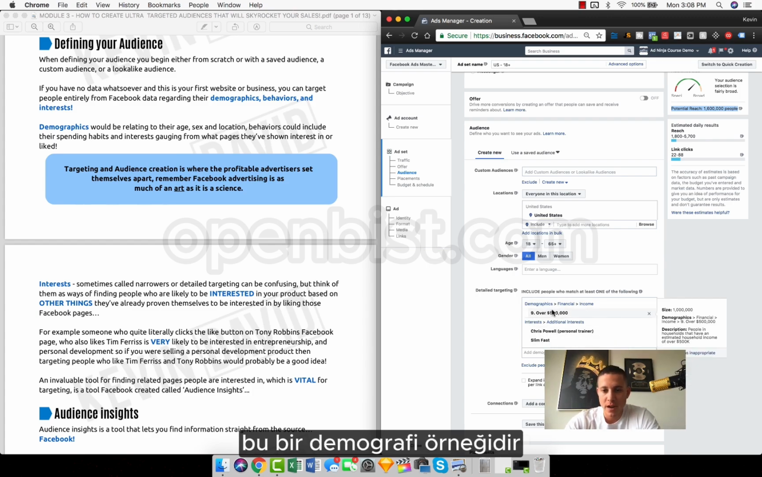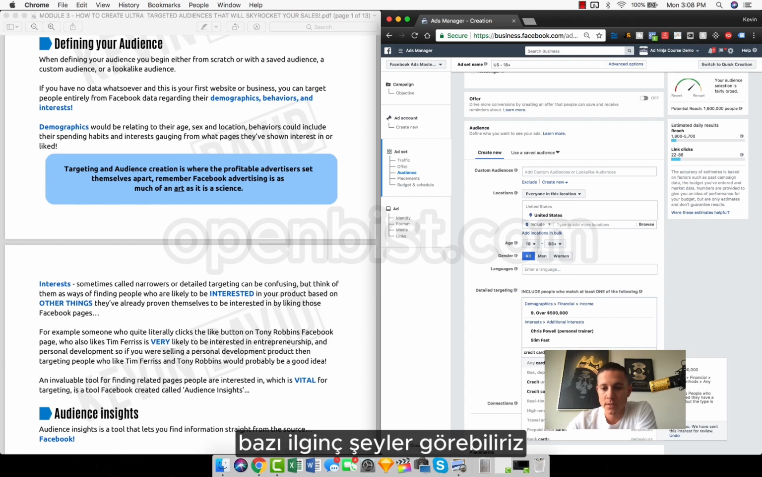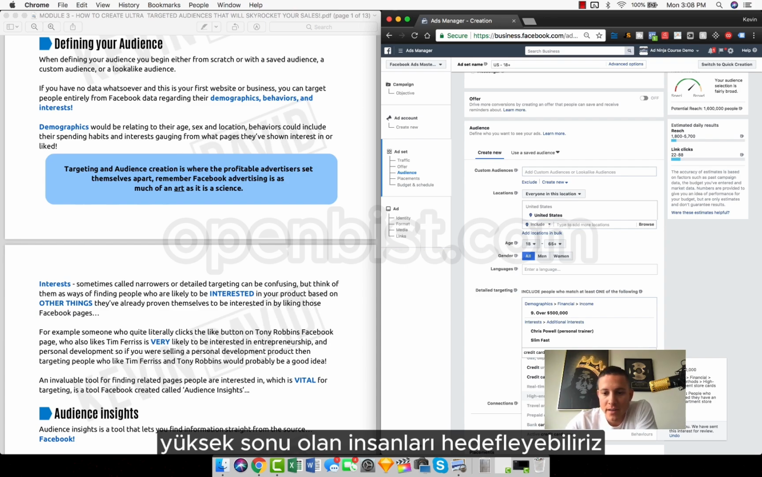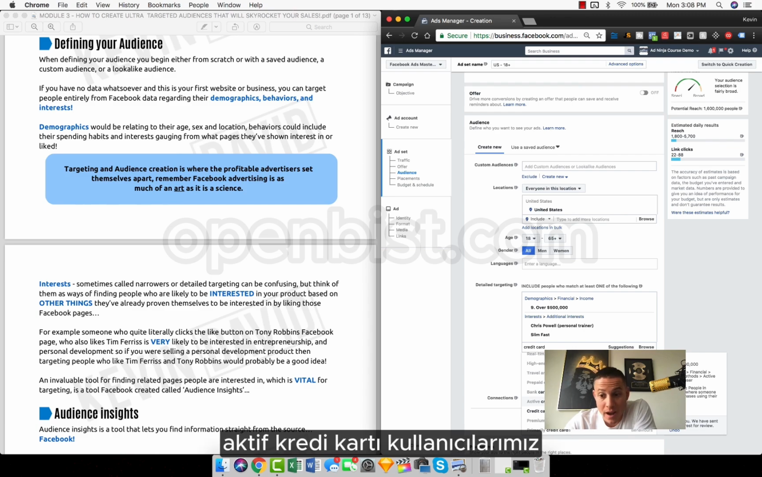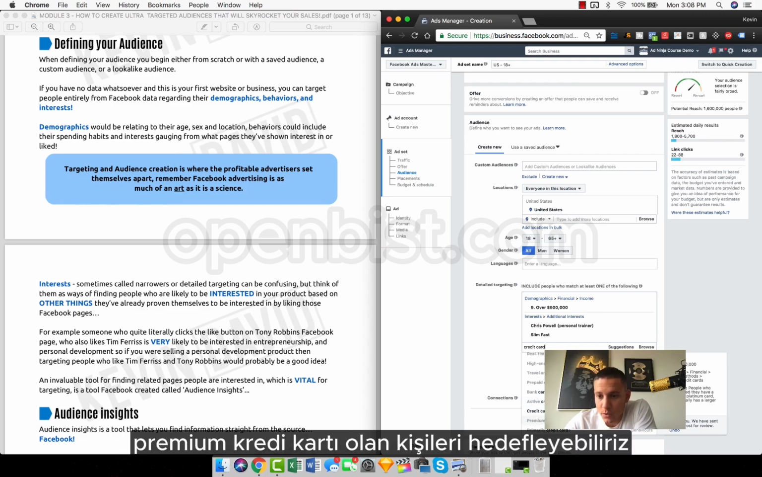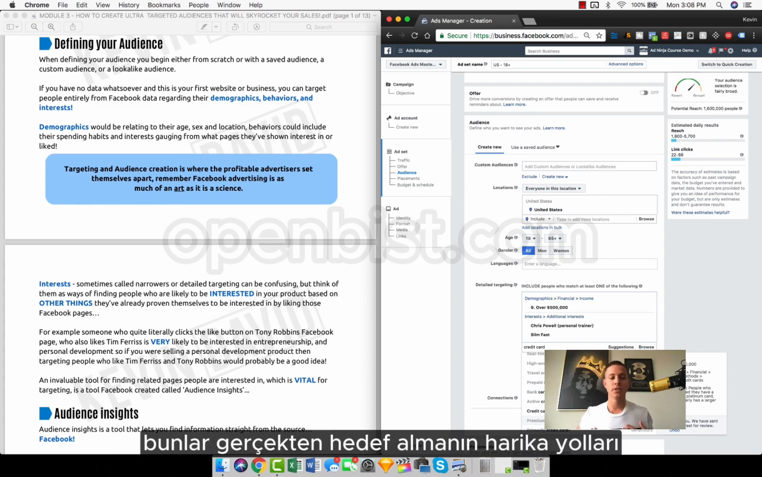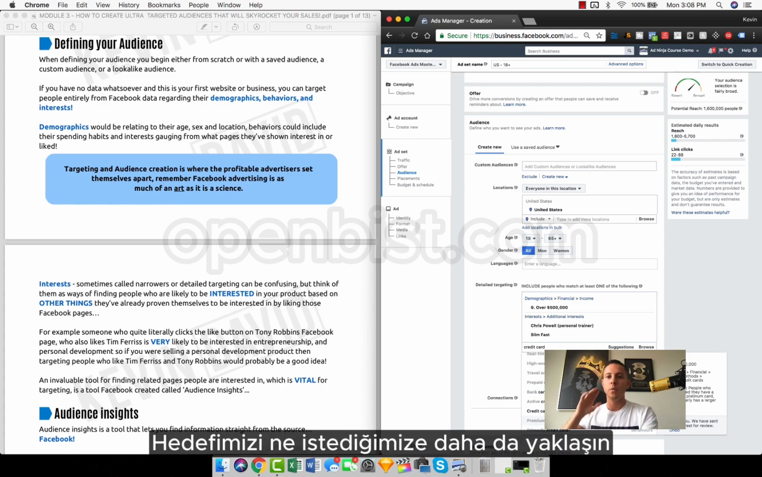This is an example of demographics, right? Earning over 500,000. But what if we wanted to find an actual behavior, right? If we type in credit card here, we can see some interesting stuff. We can actually see behaviors here. We can target people who have high-end department store cards. We can target people who are active credit card users. We can target people who have premium credit cards, right? These are amazing ways to really target people based on their actual behaviors, to hone in even closer on what we want our target audience to be.